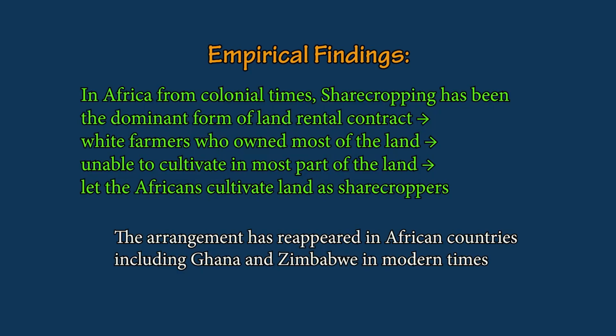The figure is not different for Africa. In Africa, from the colonial times, sharecropping has been the dominant form of land contract. White farmers who owned most of the lands were unable to cultivate in most part of the land. They let the Africans cultivate the land as sharecroppers. Now, this type of agreement has reappeared in African countries including Ghana and Zimbabwe in recent times. So, even in recent times, Africa is showing the dominance of sharecropping.